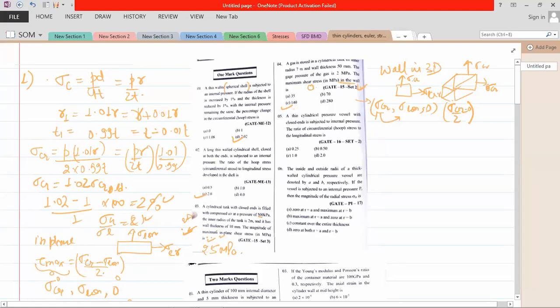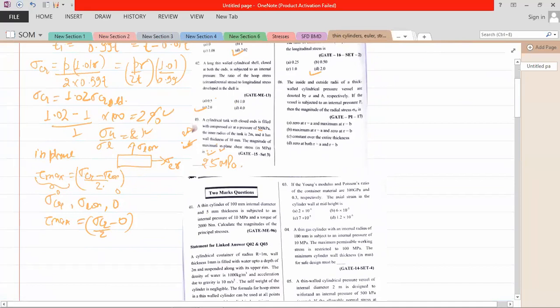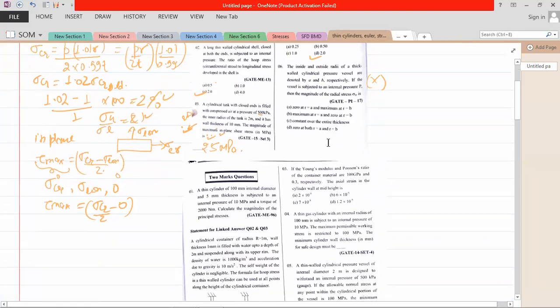Now the next question: a thin cylindrical pressure vessel with closed ends is subjected to internal pressure. The same answer, here the value is 2.0. Okay. The next question is about the inside and outside; this is a thick cylinder problem. This is not in the syllabus. Okay. This is for the PI part, not us.